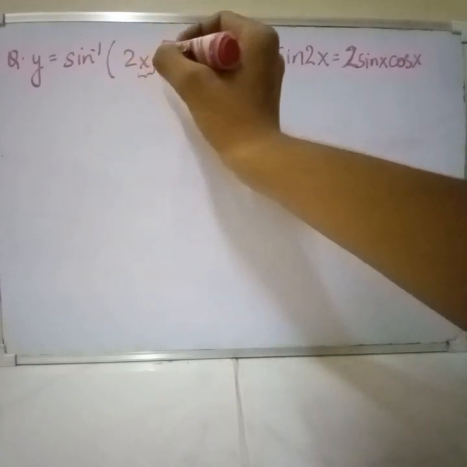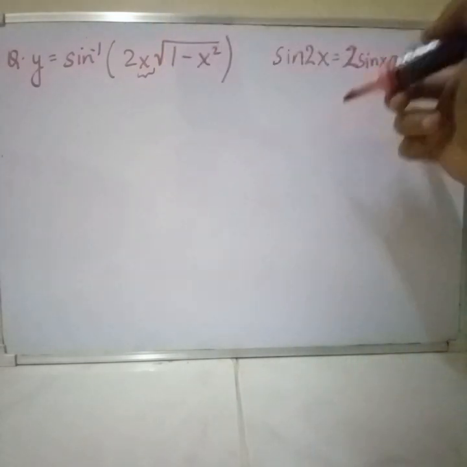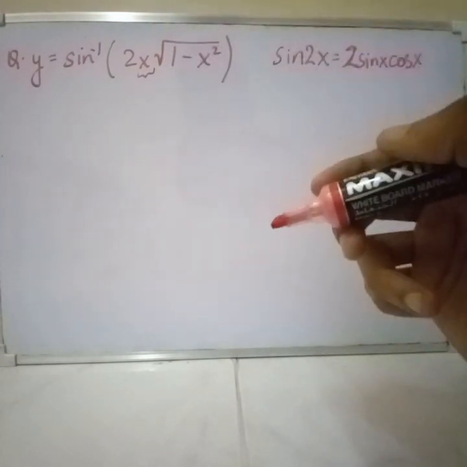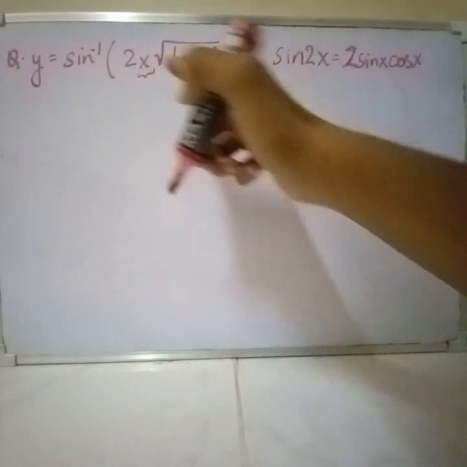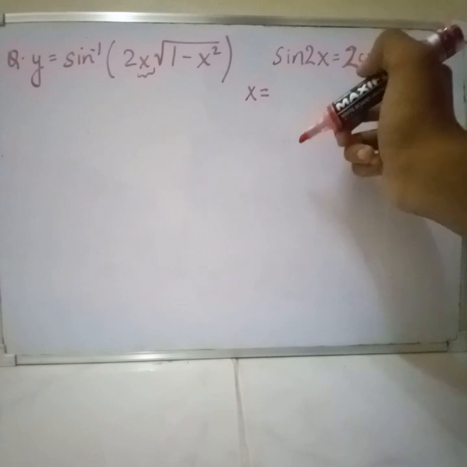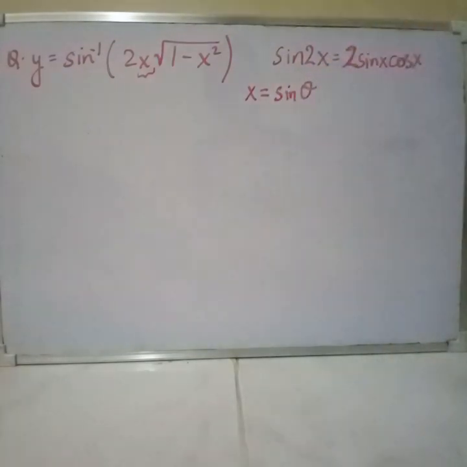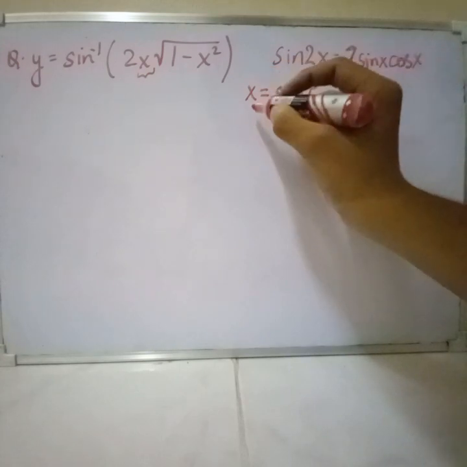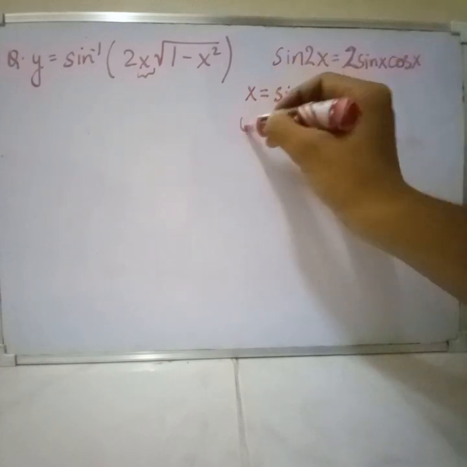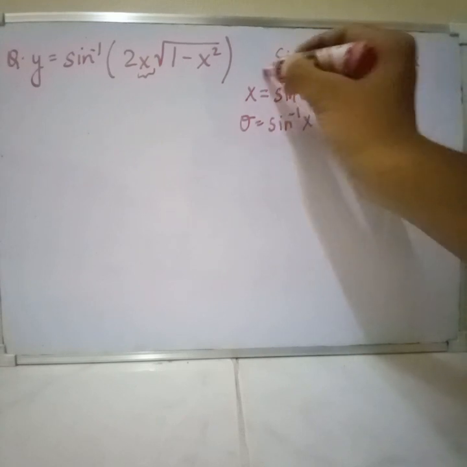Instead of x, if it is sine x, and instead of the whole root of 1 minus x squared, we will try to make it as cos x. So we can do the substitution here. Instead of x, we'll put sine theta. We'll give another variable here, it cannot be x on both sides, right? So x equals sine theta. So when we write theta in terms of x, it will be sine inverse of x.